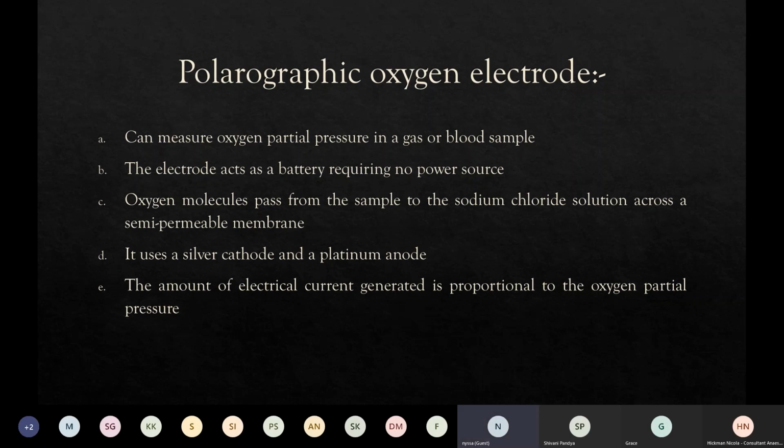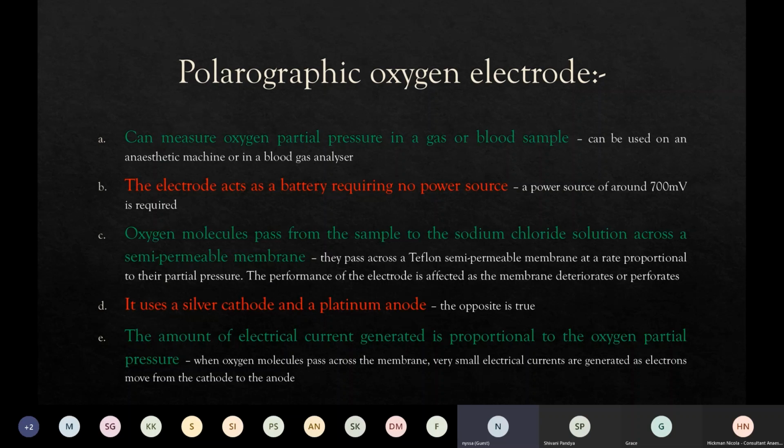Great, okay, most of you have got these as well, actually. The polarographic oxygen electrode can measure oxygen partial pressure in a gas or blood sample. That is true. They are generally used in the ABG machines, but they can be used on the anaesthetic machines as well. The electrode acts as a battery requiring no power source.